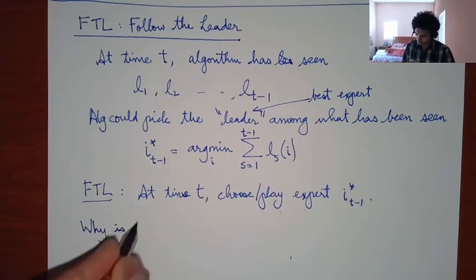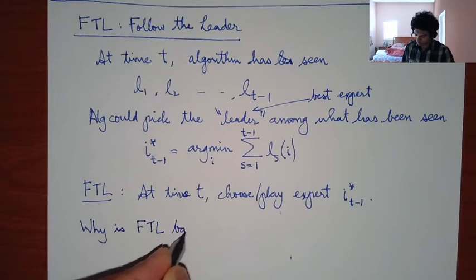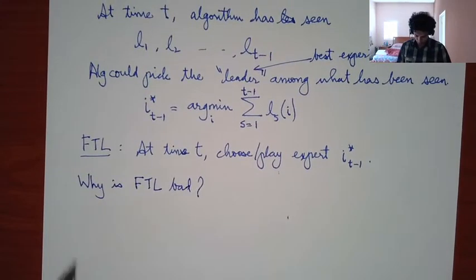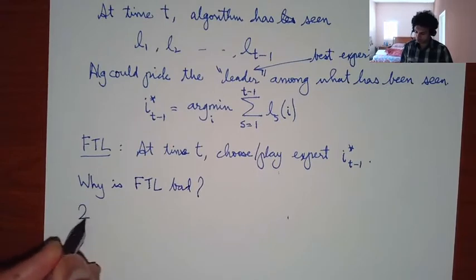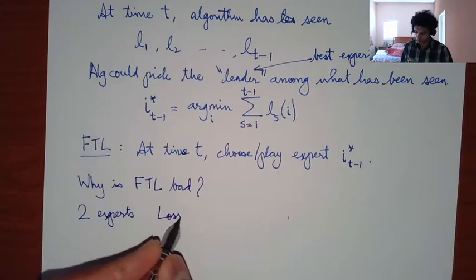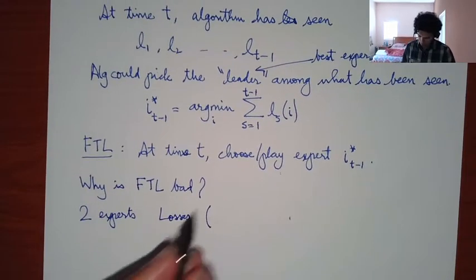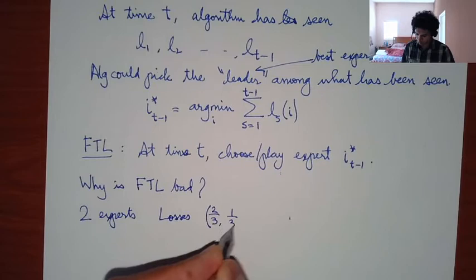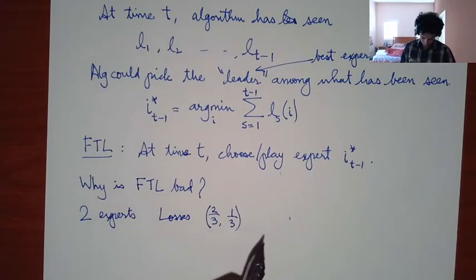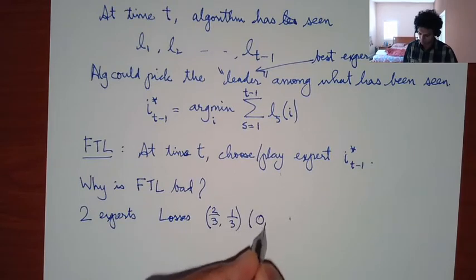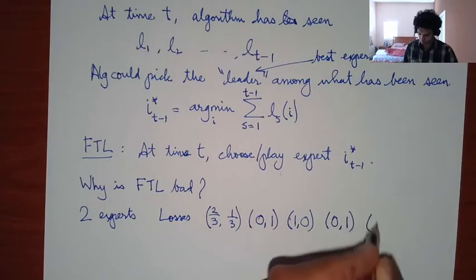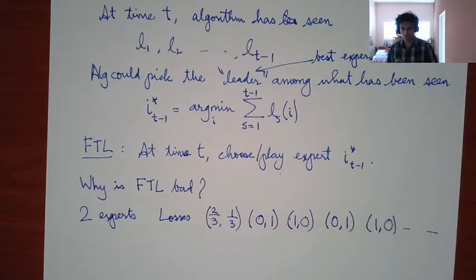Why is FTL bad? Well, let's consider the following. Let's just say there are two experts. So it's really simple. Two experts. The losses, initially, are going to be 2/3, 1/3. Okay, this is the loss of expert 1, the loss of expert 2. And then I'm just going to switch. So on and so forth.